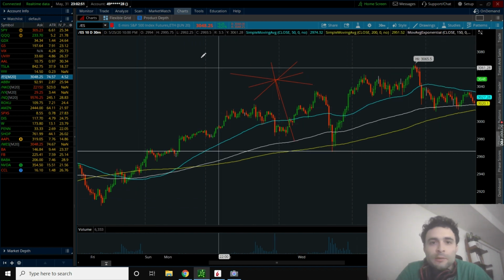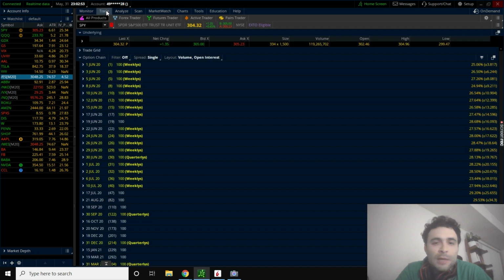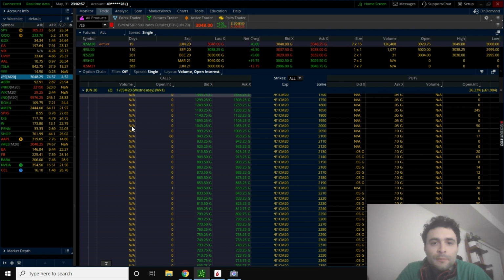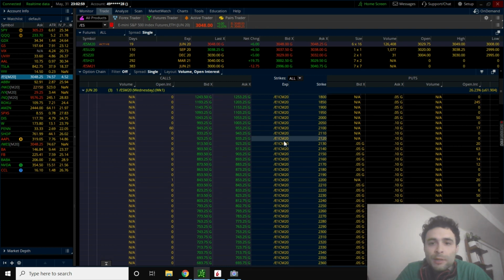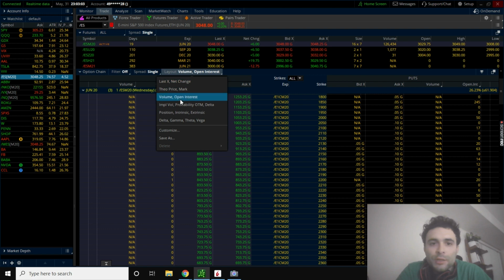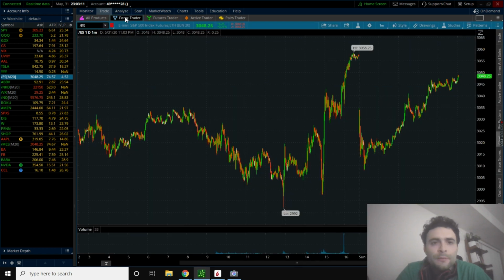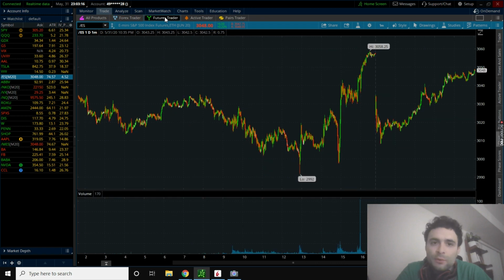This right here is a selling point for a lot of people. It's how it looks. The option chain is clear. It's clean. The bid and ask, and you can change the layout, the volume, the Greeks, open interest, the delta, gamma, position, intrinsic, extrinsic. On ThinkorSwim, you can trade Forex. You can trade futures on ThinkorSwim.